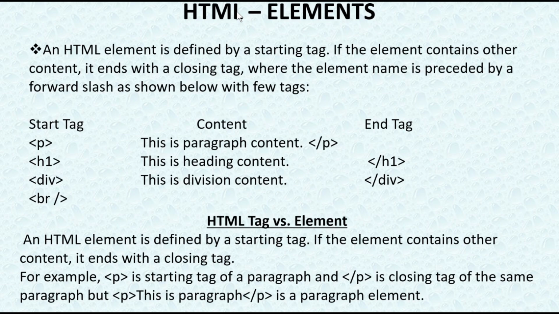HTML element is defined by starting tags. If the element contains other content, it ends with closing tags. For example, p is the starting tag of paragraph and /p is the closing tag, the same name paragraph. This paragraph and closing paragraph is a paragraph element.